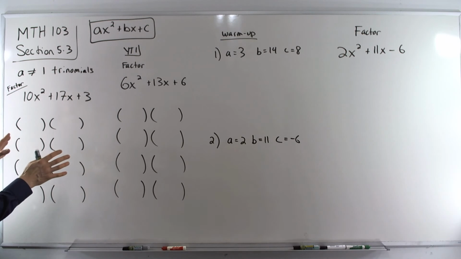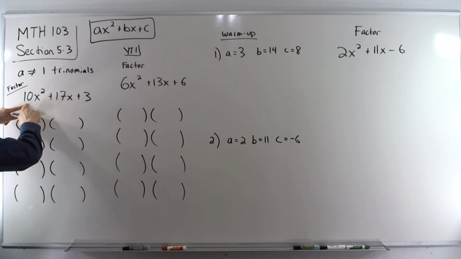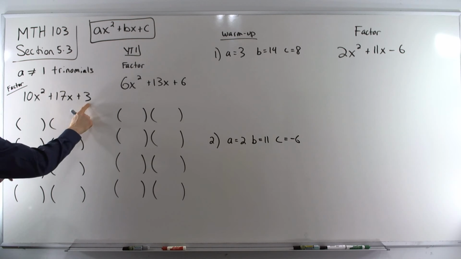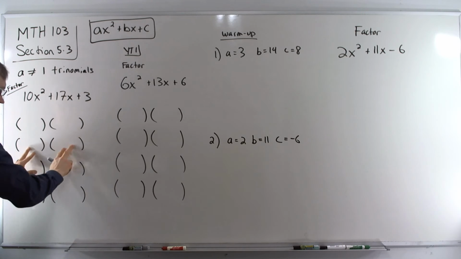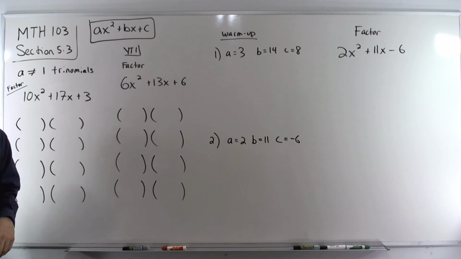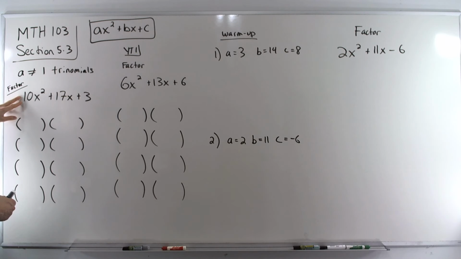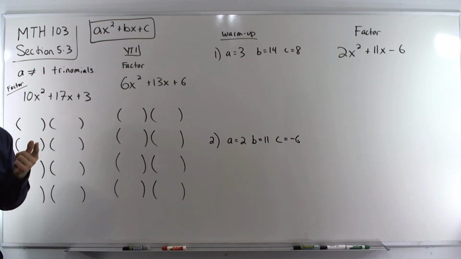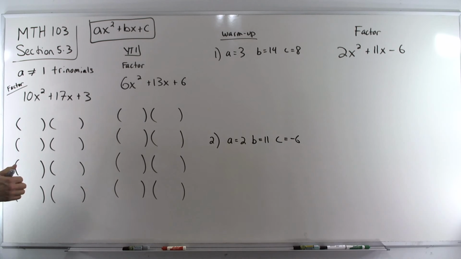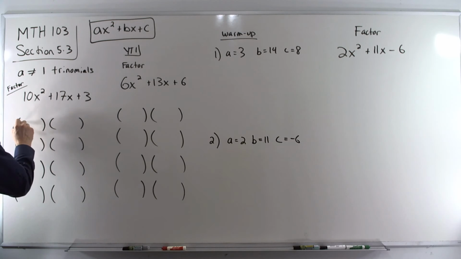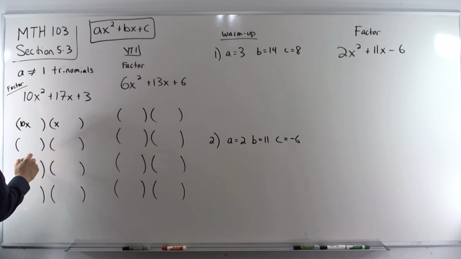And one way to do these is with the trial and error method, where we look at how many different ways can we write 10x squared, how many different ways can we write 3? And we're just going to fill in some binomials here and then FOIL them and see what we get. So there's two different ways we can write 10x squared as a product. It's either going to be 1 times 10 or 2 times 5. So we could have 10x over here and x over here.